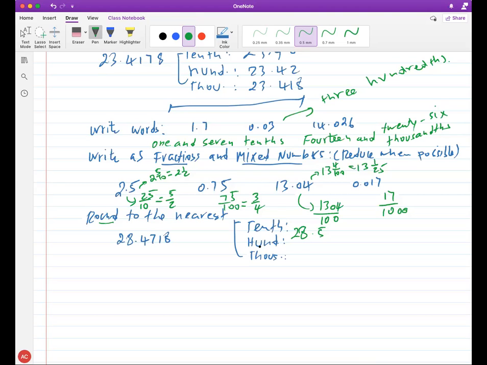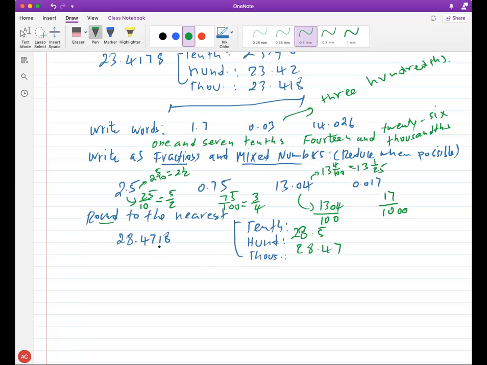What about the hundredths? This is the hundredths. 28.47. That's right. We have hundredths here. 1 is way lower than 5, so we're going to just keep it. We don't add 1 here.